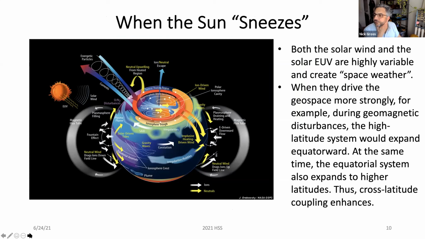Shasha, another question just came in. Do Rossby waves have any role to play in the ionosphere physics? That's a very good question.